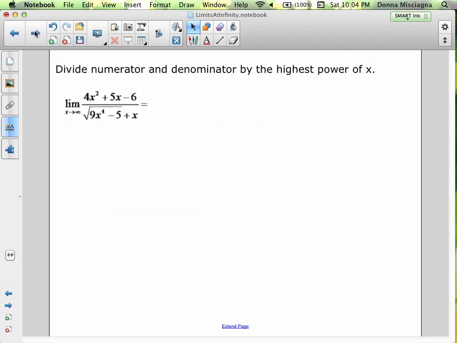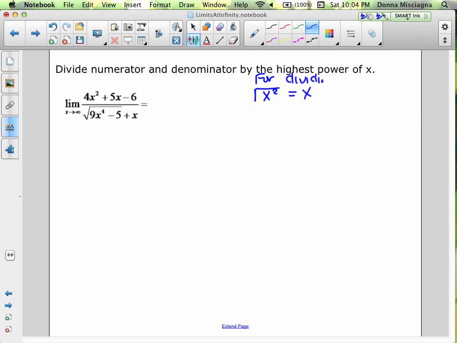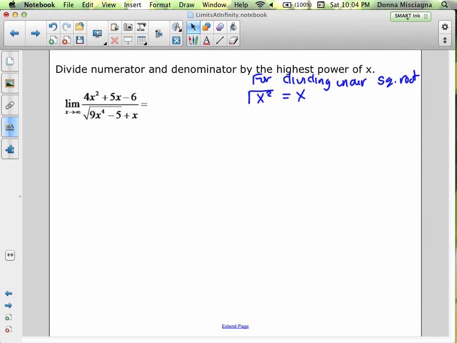Let's look at this one. Oh, now we have a radical. We've got to just be thinking here. So the square root of x squared would be x. So if I want to divide by x, I need to divide under the radical. So we're dividing under the square root here. If I really want to divide by x, I have to divide by the square root of x squared.